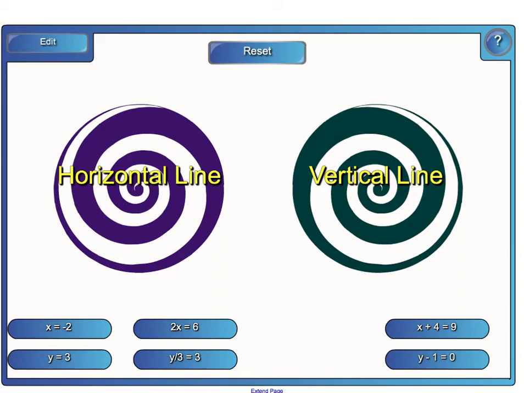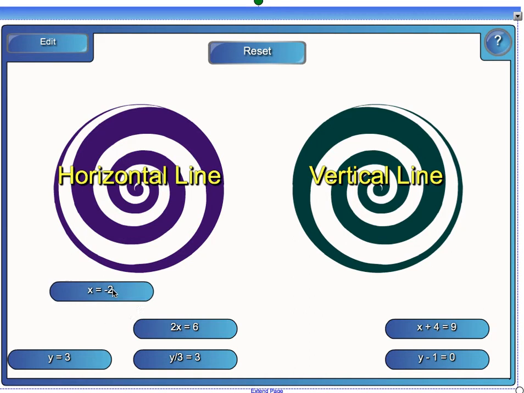Let's do a few more examples. Oh, this was just a little thing that I found. I thought it was kind of cute. So x is equal to negative 2. Okay, so x is equal to negative 2 has to cross the x-axis at negative 2. Notice that it only has one variable, so I know it's not an oblique line. I know that all vertical lines cross the x-axis, so it has to be a vertical.